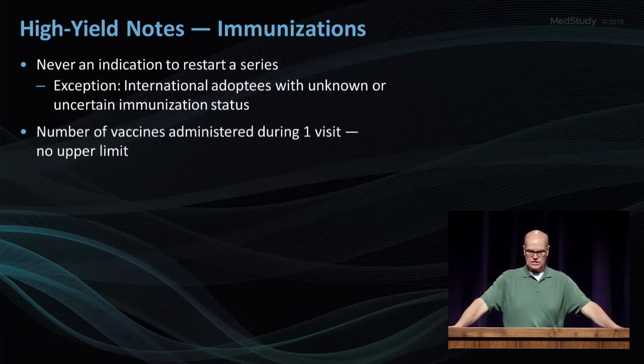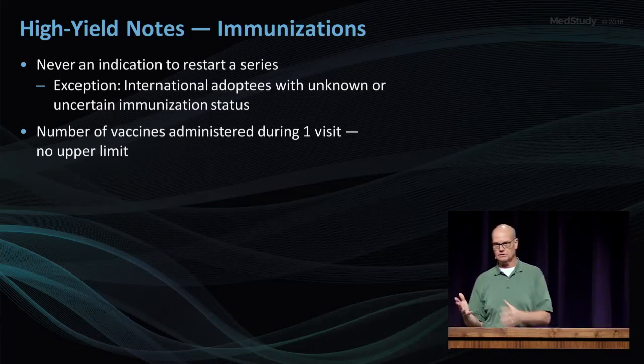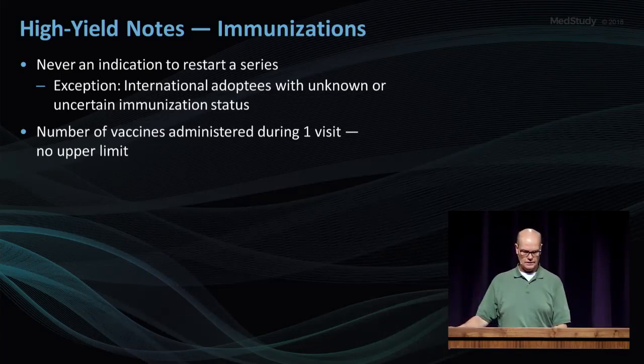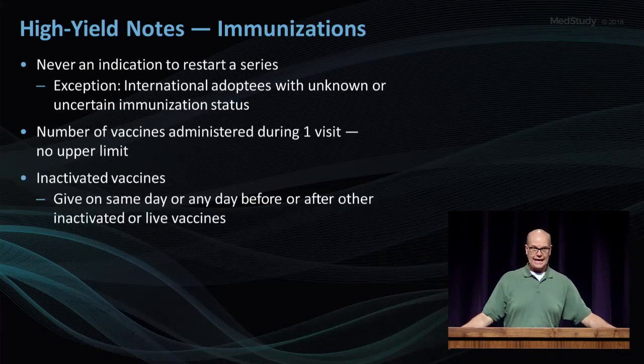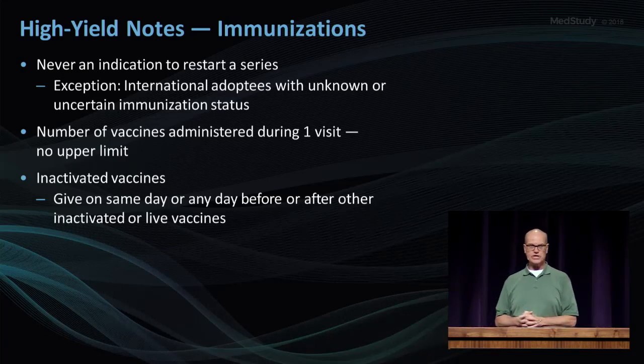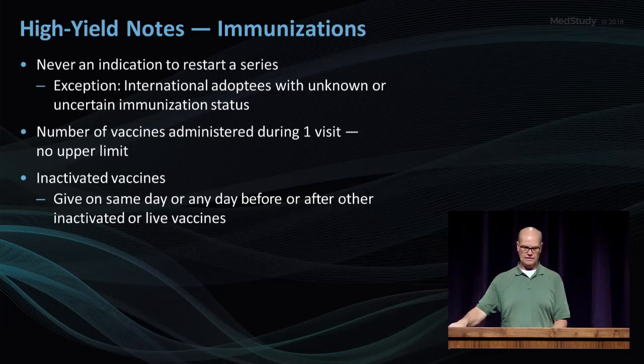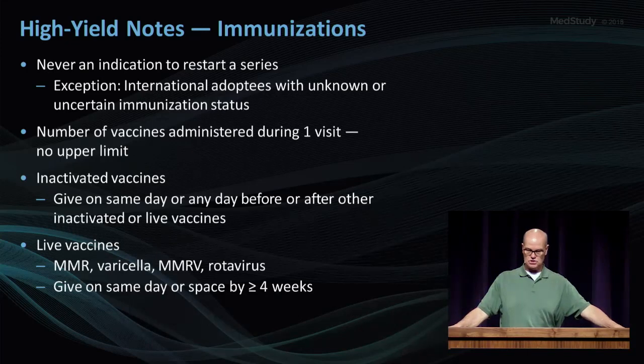The number of vaccines administered during one visit, there's no official upper limit. Oftentimes that unofficial upper limit is 4, giving 2 vaccines in each of the 2 lower extremities, but you can give more. Inactivated vaccines you can give on the same day or any day before or after other inactivated or live vaccines. However, with live vaccines, space them apart by 4 weeks if you don't give them on the same day.